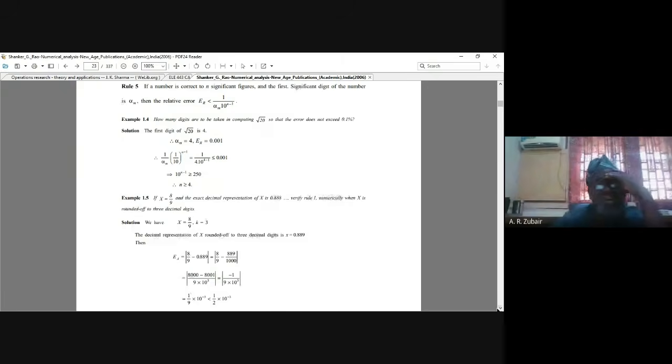Example 1.5, x equals 8 over 9, and the exact decimal representation of x is 0.8888... numerically when x is rounded off to 3 decimal digits. The decimal representation of x rounded up to 3 decimal digits is 0.889. Then EA is going to be 8 over 9 minus that. And what are we having? We're having that EA is 1 over 2 multiplied by 10 raised to power minus 3.